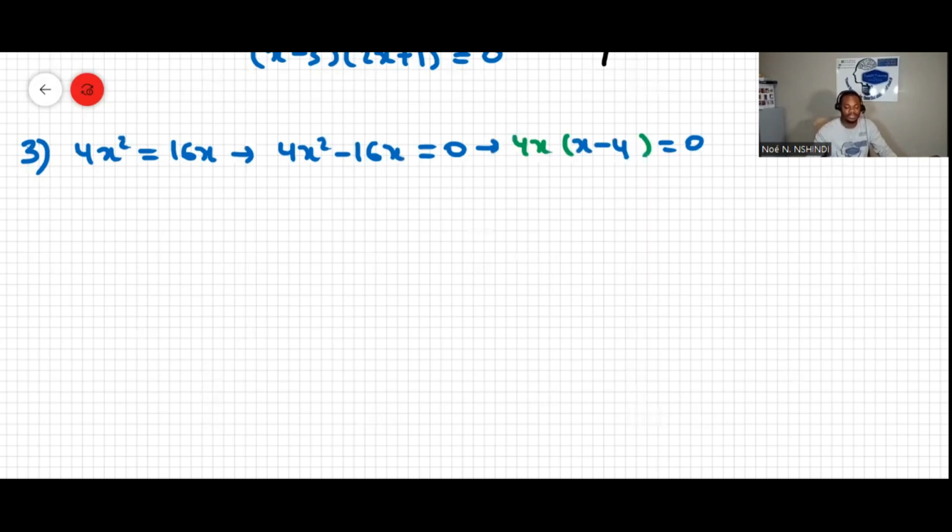Then this means 4x is 0, or x minus 4 is 0. Now for 4x to be 0, x has to be equal to 0, or in this case, x is equal to 4. So these are the solutions: x is 0, or x is equal to 4. Now we can do question 4.